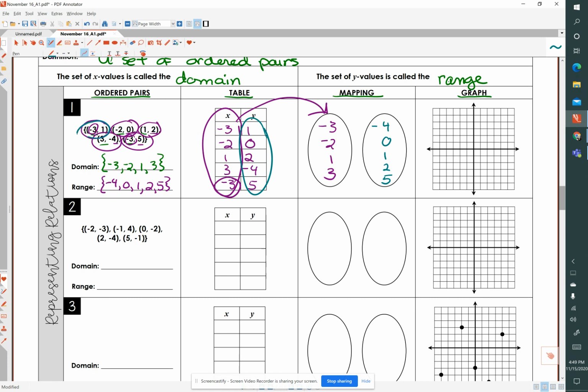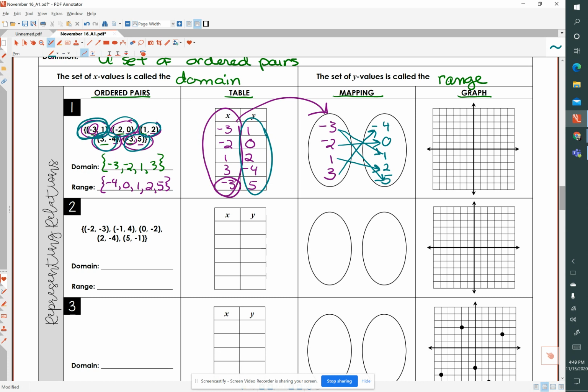So -3 maps to 1. -2 maps to 0. 1 maps to 2. 3 maps to -4. And -3 maps again to 5.